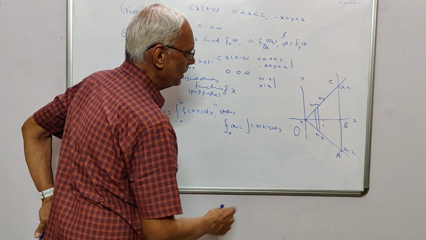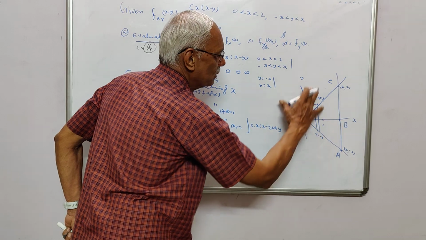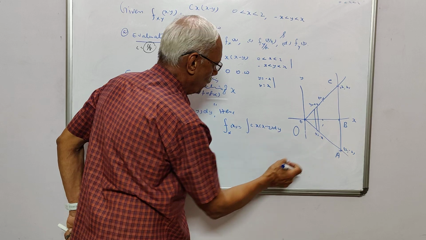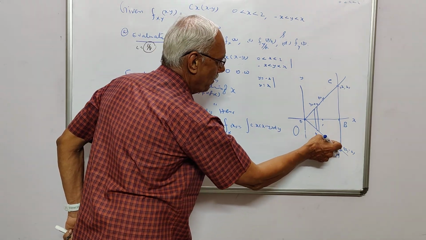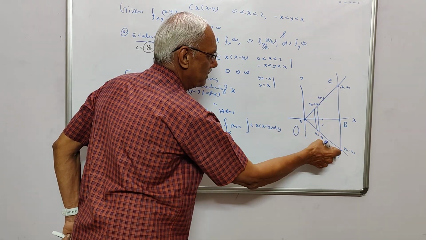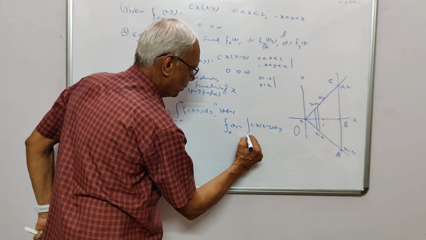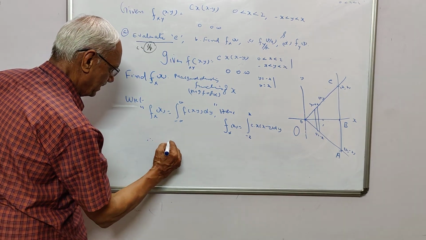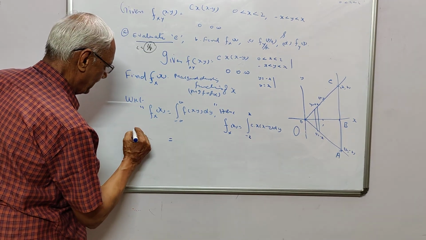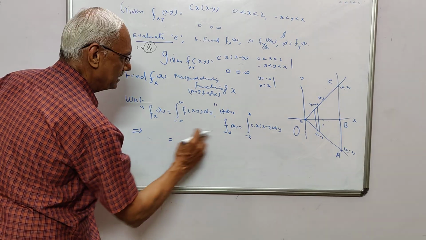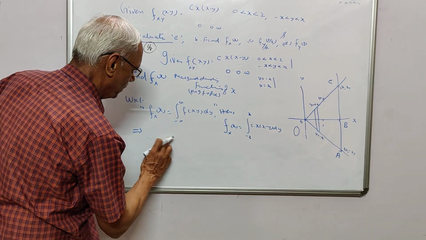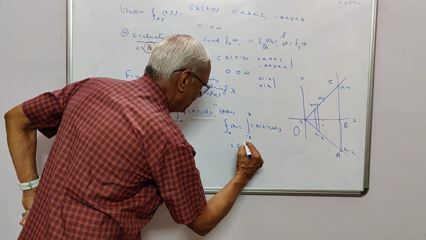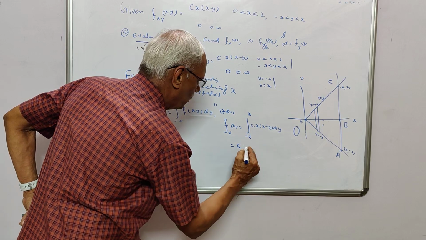And what is this? So in this particular domain, this whole of this O, A, B, C, x varies from what? Your y varies from minus x to plus x. It sweeps, it goes from minus x to plus x. Now therefore this is equal to, now put this value here. So take that c outside and you integrate with respect to y.